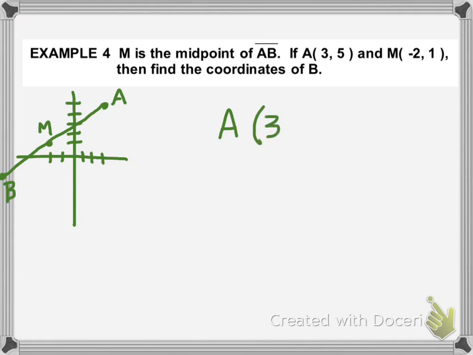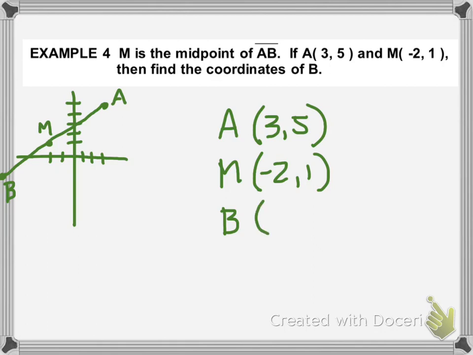So A is 3, 5. M, which is in the middle, is -2, 1. And then B, which is on the other side of M, we don't know, right? We're trying to figure it out. So one of the ways you can do this is by looking for a pattern. Let's take a look first at our x values. To go from 3 to negative 2, I'm going down by 5. So if I go down by 5 again from negative 2, then I'm going to get to negative 7.